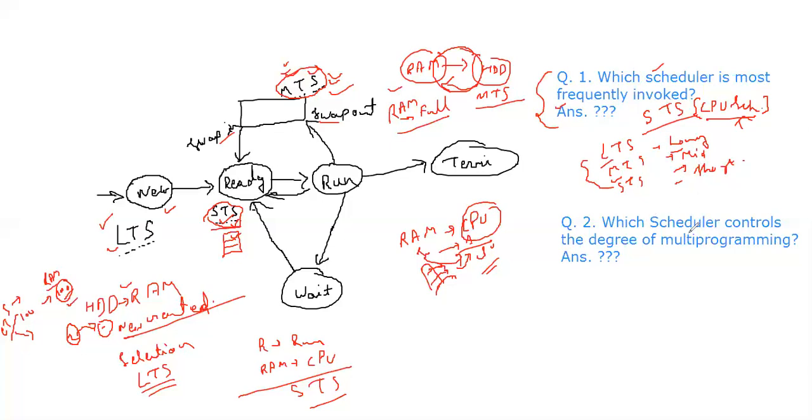Now the second question is: which scheduler controls the degree of multiprogramming? When we talk about the degree of multiprogramming, the first question is, what is the degree of multiprogramming? The degree of multiprogramming is the number of processes in RAM.